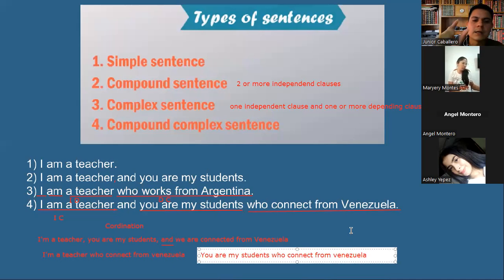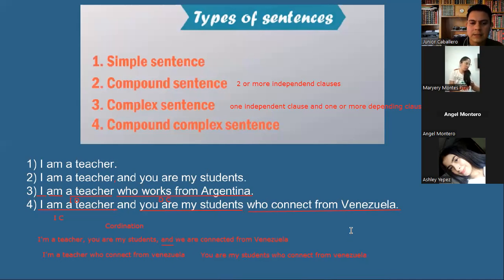Lo que teníamos que hacer era quitar una cláusula de la que nos está sobrando allí. Porque al tener dos cláusulas independientes, ya eso la hace una compuesta. ¿Ok? Ahí tenemos una compuesta. Imagínense que no está el who connect from Venezuela. Vamos a poner el punto allí donde dice I am a teacher and you are my students. Punto. Eso es una compuesta. Tiene dos oraciones independientes. Si quiero tener una sola cláusula independiente, pues quito o bien sea la primera o la segunda, pero tengo que quitar alguna. ¿Ok?